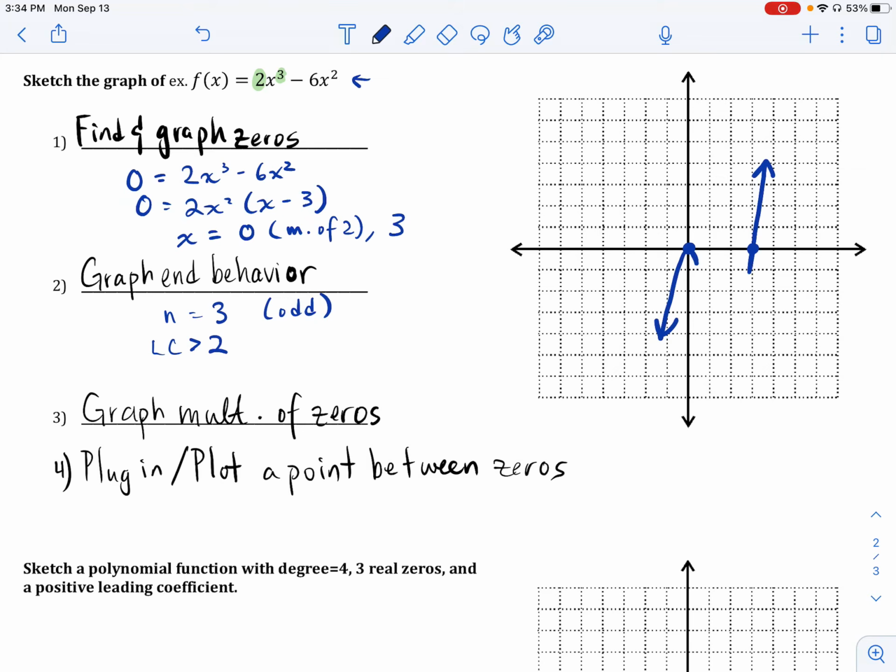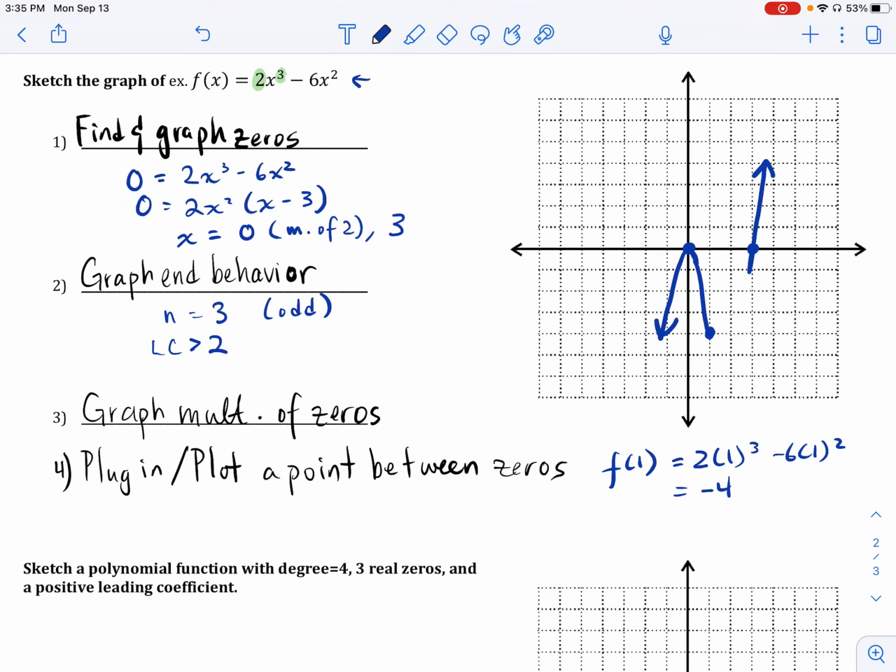Now, finally, I need to know what's happening in between these zeros. So one easy thing is just to plug in a point between those zeros. So I can just say f of 1, for example, try plugging in an easy number. When I plug in 1, I get 2 times 1 cubed minus 6 times 1 squared, and that's just equal to negative 4. So at 1, negative 4, I know it's going to hit that point.